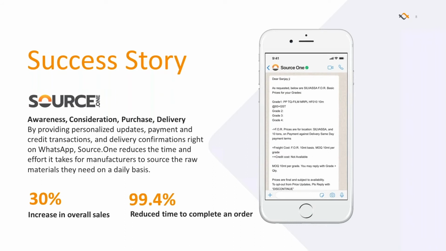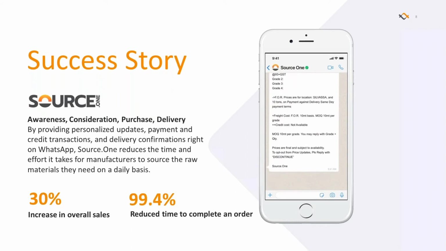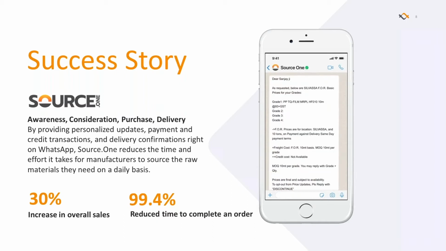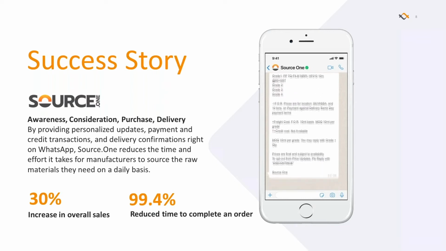Source One is an innovative polymer supplier for plastic manufacturers. By providing personalized updates such as payment and credit card transactions and delivery notifications right on WhatsApp, Source One radically reduced the time and effort it takes for the manufacturers to source the raw materials that they need on a daily basis. After the API integration, Source One benefited with a 30% increase in overall sales, as well as a 99.4 time reduction to complete a customer order.